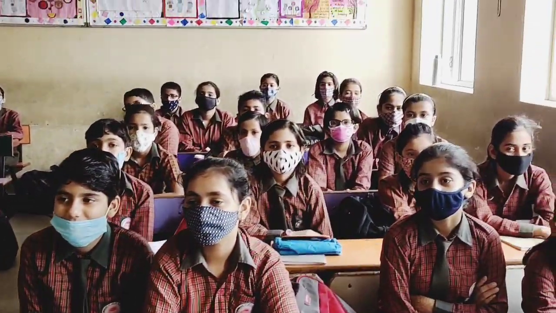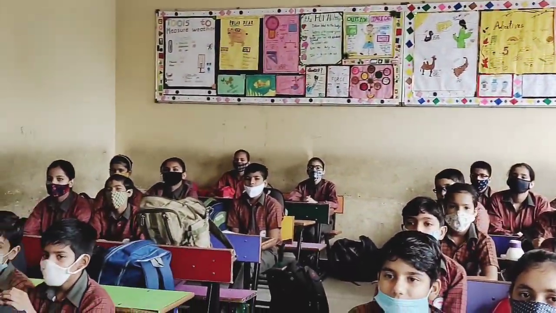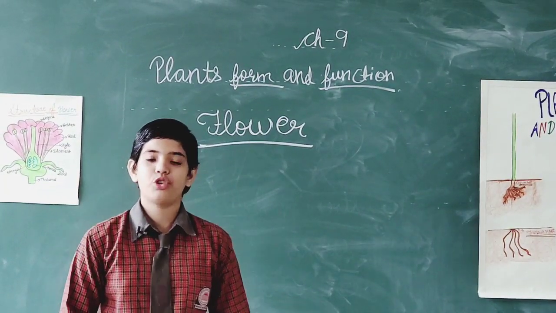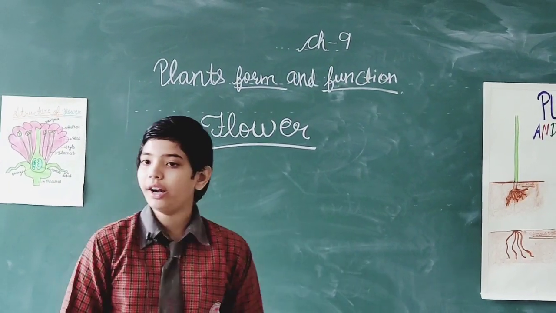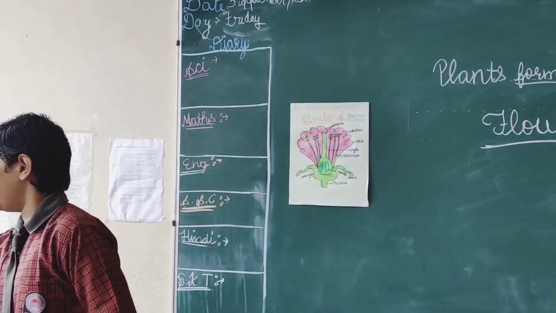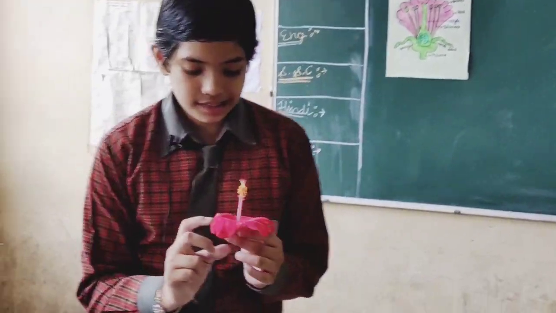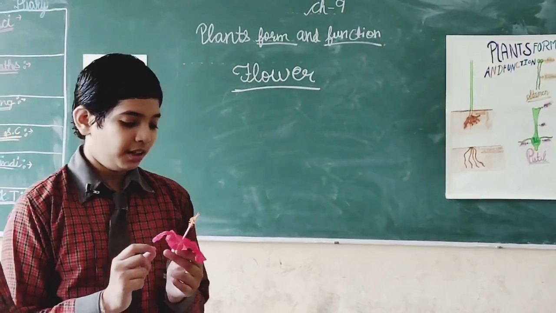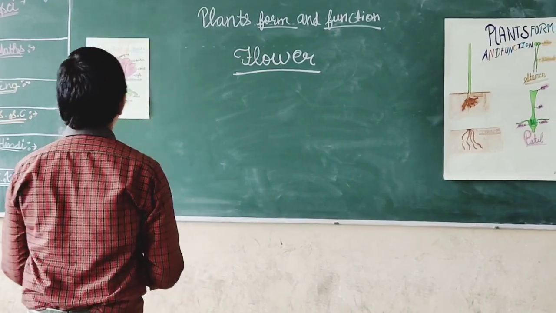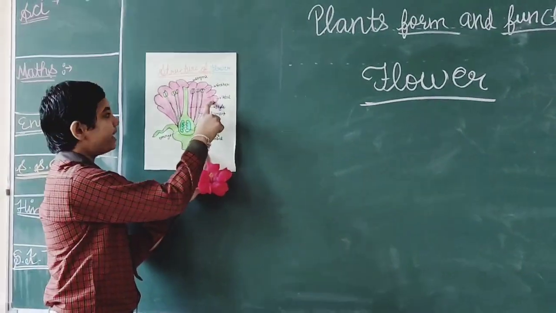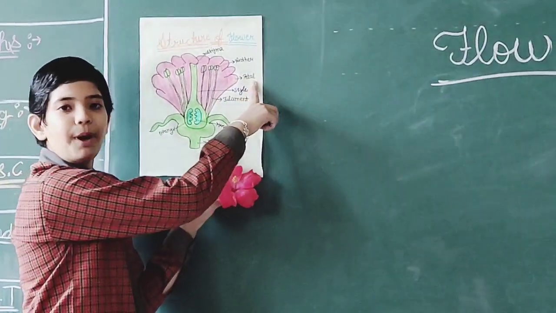Now I am going to teach you about the flower. We are going to study the parts of the flower and their functions. As you can see in this flower, the brightest portion of the flower is known as petal. Here is the pinkish color, which is the brightest part of the flower. This is known as petal.